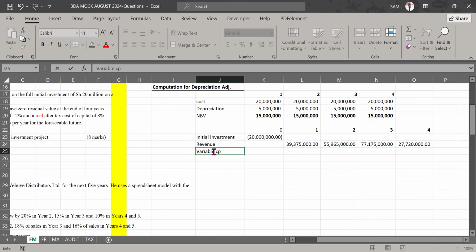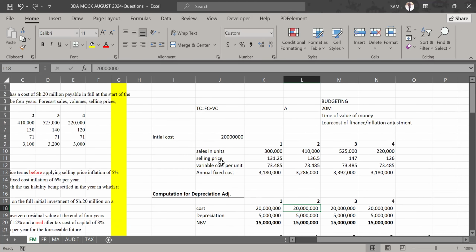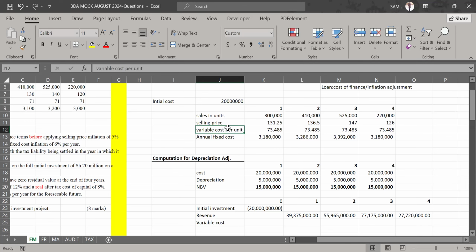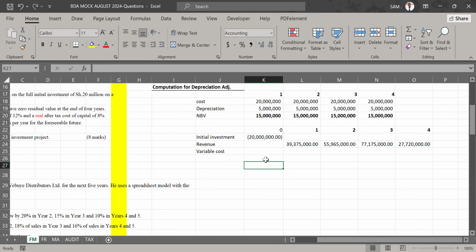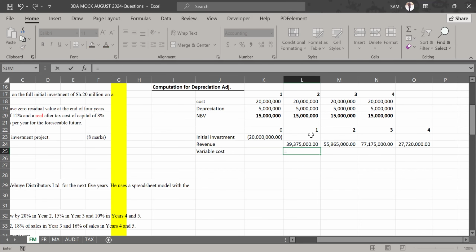Now, from the information after adjusting for inflation up there, we have our variable cost per unit, and we also have the number of units. So that makes it so easy because we have everything we need. So let's go ahead and compute total variable cost, using the variable cost per unit and the number of units.